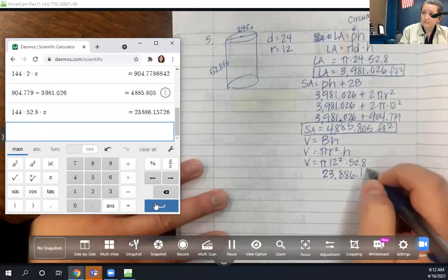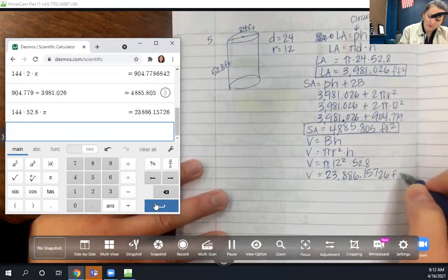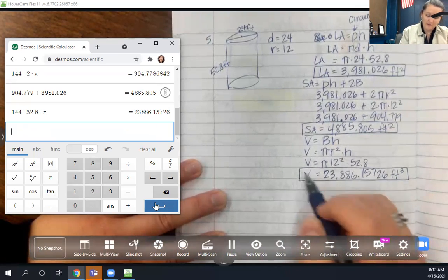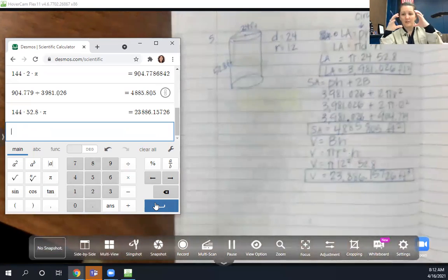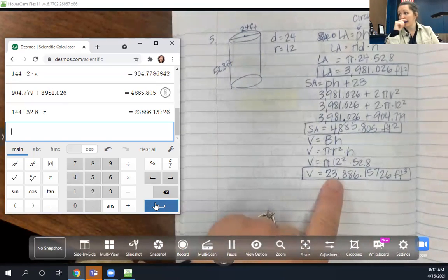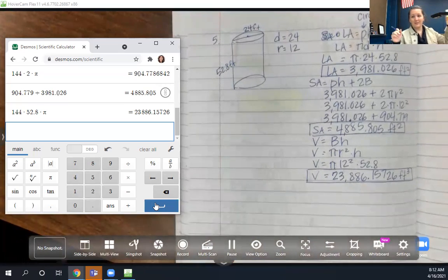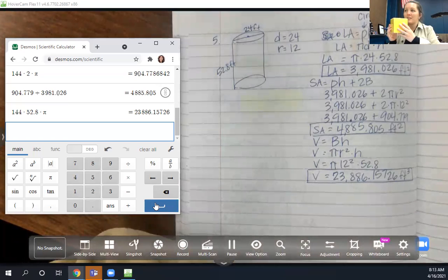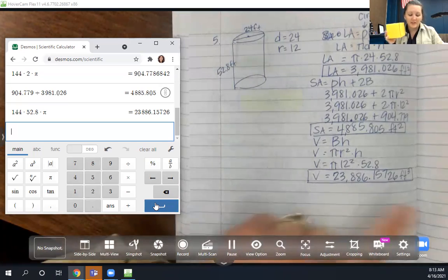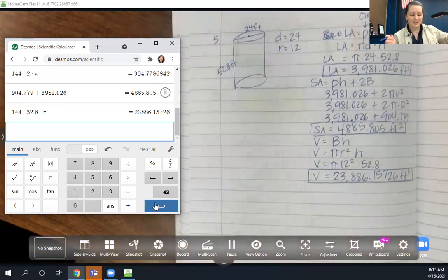23,886, 15726, feet cubed. We can round it to the nearest tenth or something. So here's the thing. That's how many square feet or cubed feet I could put in the thing. So think about that. If I was filling the cylinder with cubes like this, but rounded, I guess, because it would be full, I could fill it with 23,000 of them. That's pretty crazy. That's a huge number.